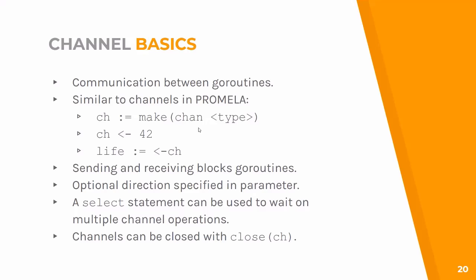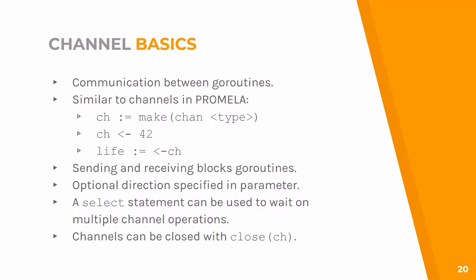A value corresponding to the channel type can be sent to the channel by writing the channel, followed by the arrow, and the value you want to send. To read a value from a channel, you have an arrow pointing away from the channel, and this value can be stored in a variable or directly passed into functions for processing.